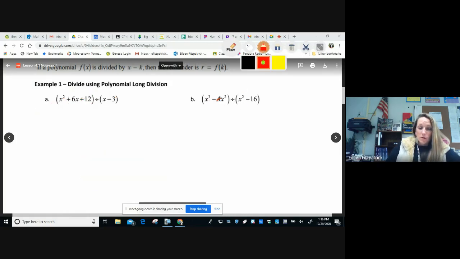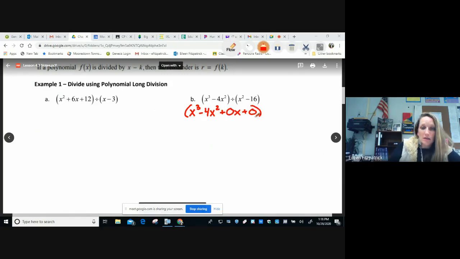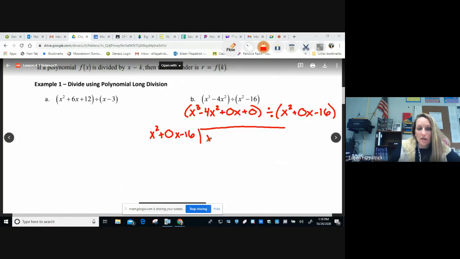So for this one, you will notice there are some missing terms. So what I'm actually going to first do is rewrite this with all those missing terms with zeros as placeholders. So it's x cubed minus 4x squared, and then it's missing an x term and it's missing a constant. And that's divided by x squared, notice it's missing an x term, and then you have your constant. This is going to help us with placement of terms going in the right spot. So you're dividing by x squared plus x minus 16. That goes in the front of the house. And your dividend is x cubed minus 4x squared plus 0x plus 0.